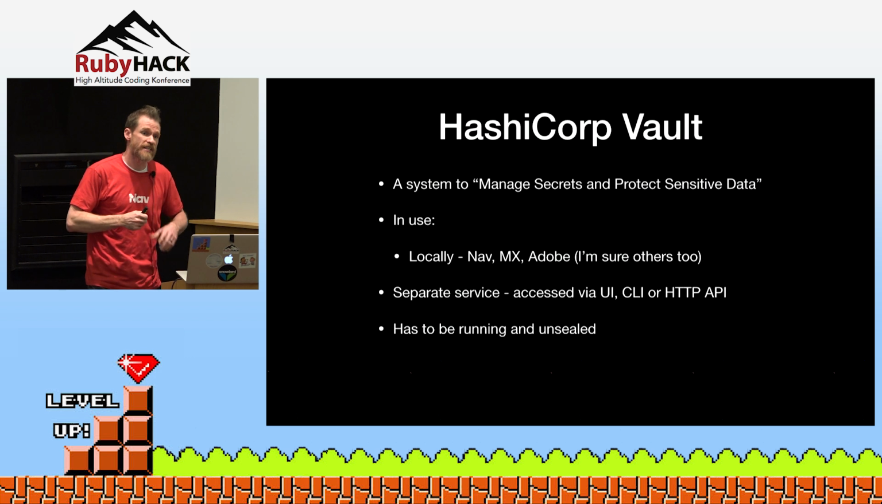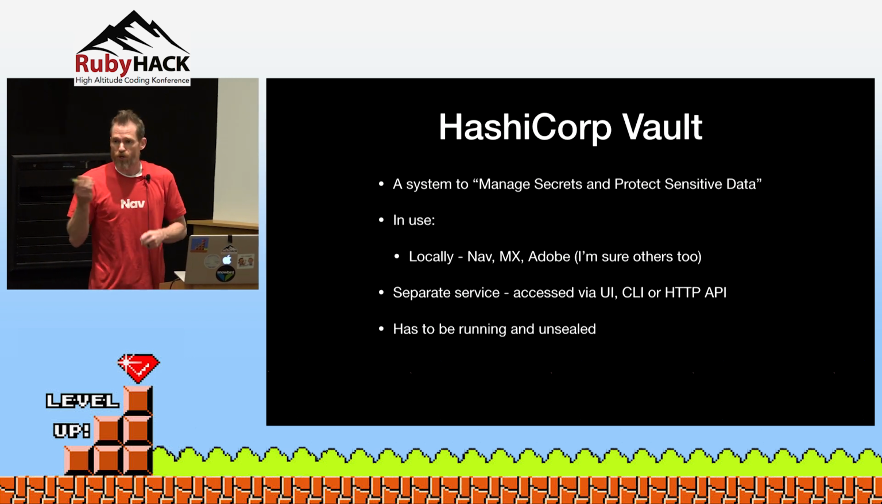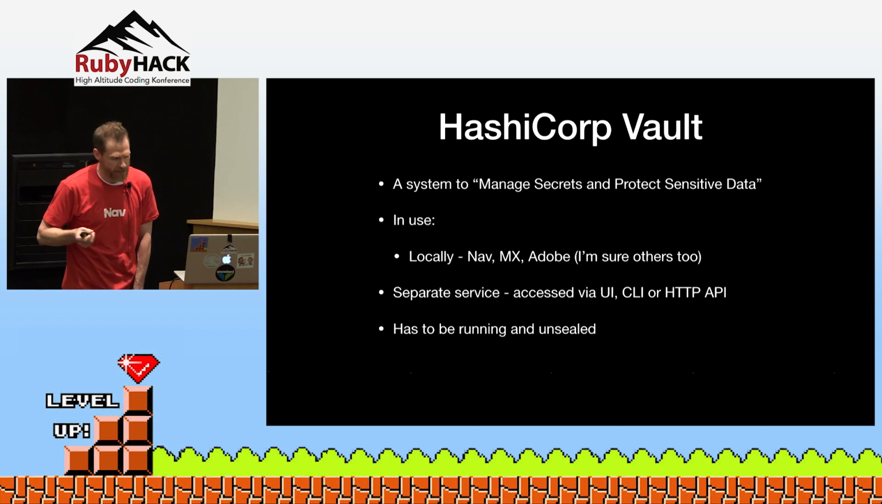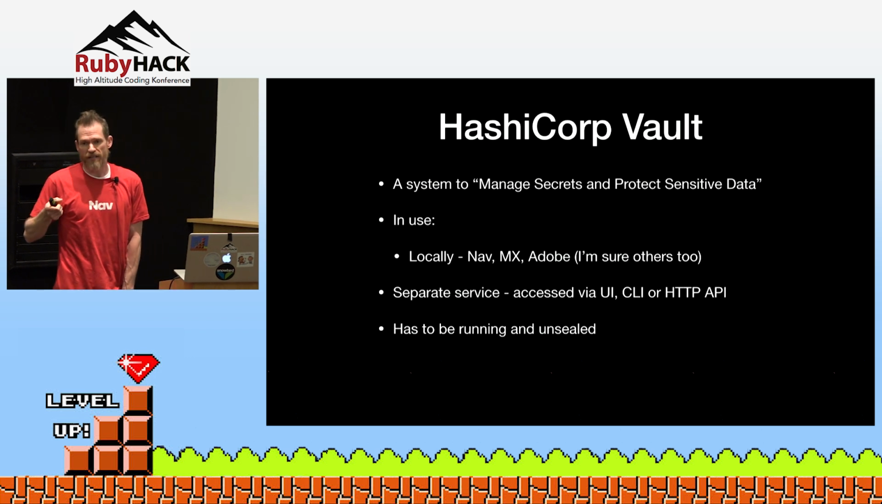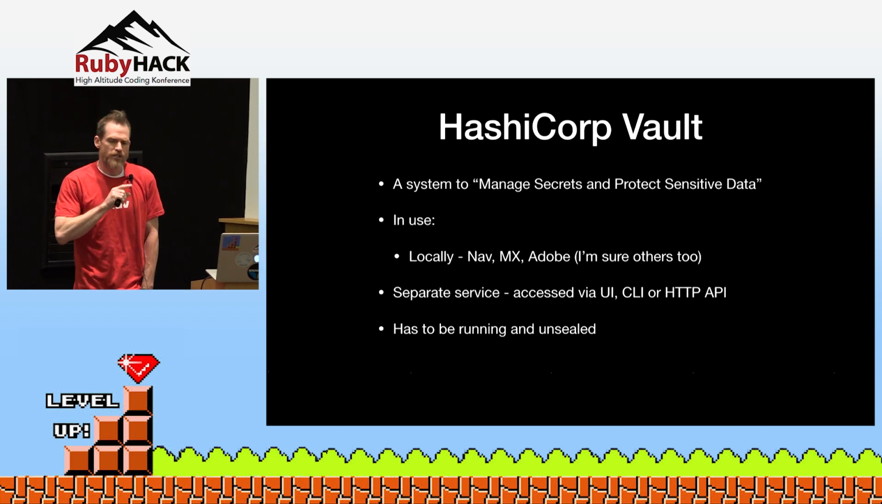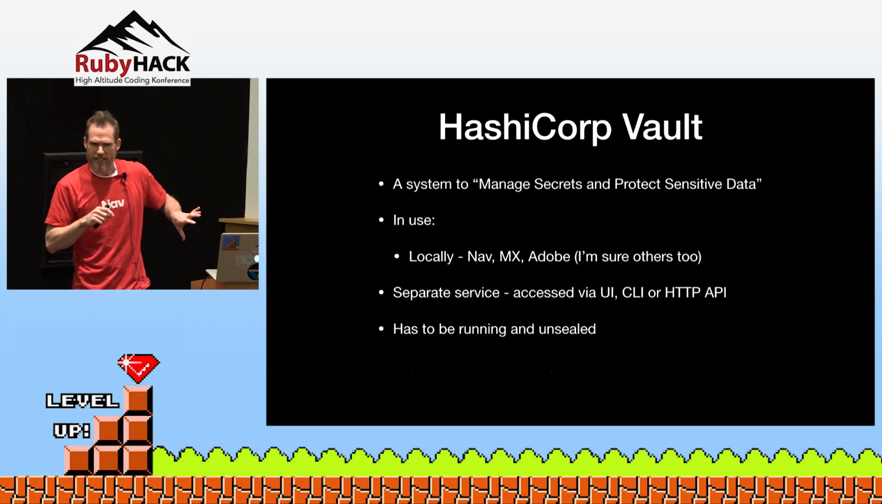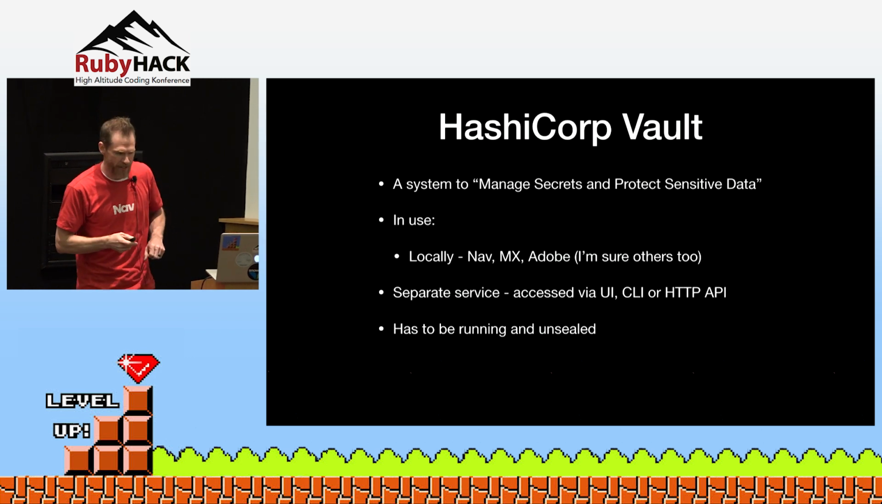One thing about Vault is, if you're using Vault to manage your secrets, in order to use any of those secrets, Vault has to be running and unsealed, which we're going to talk a little bit about later. But you have to have a running copy of Vault that people are very much aware of. You can't spin up a copy off-grid and be able to start decrypting stuff. There's more to it.